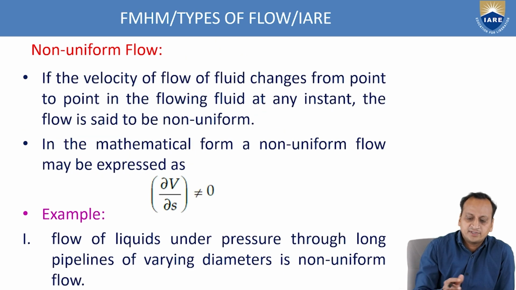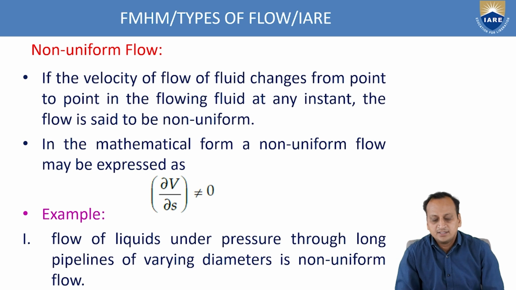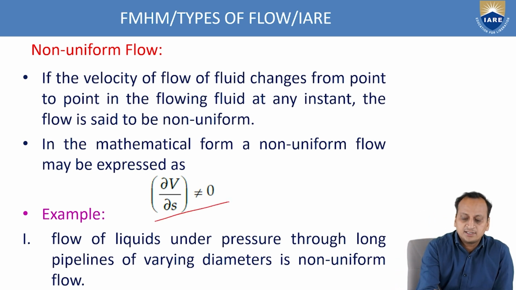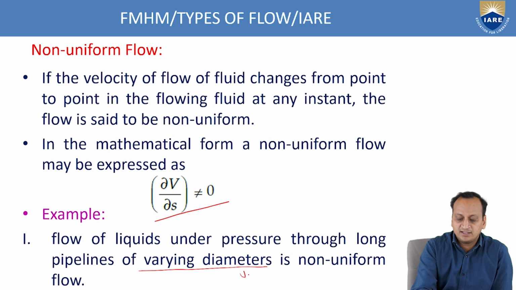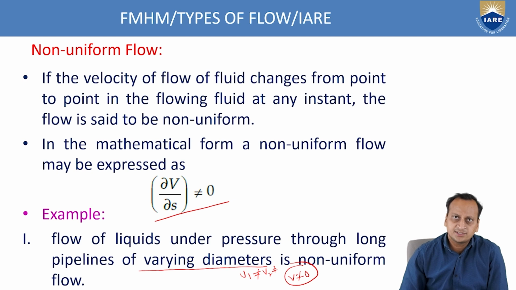Non-uniform flow means where velocity with respect to space at any instant of time will vary. So that is represented by ∂V/∂s not equal to 0, and its example is the flow of liquids under pressure through long pipelines of varying diameters. Varying diameter means the velocity will not be the same. V1 will vary, V1 is not equal to V2, and so on. So ∂V/∂s is not equal to 0. Therefore, if you take a long pipeline of non-uniform diameter, it causes non-uniform flow.